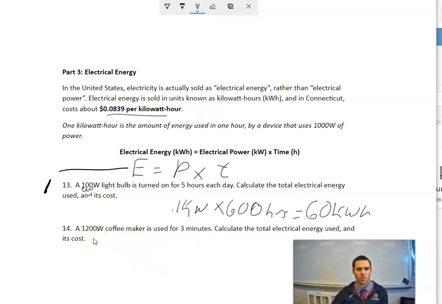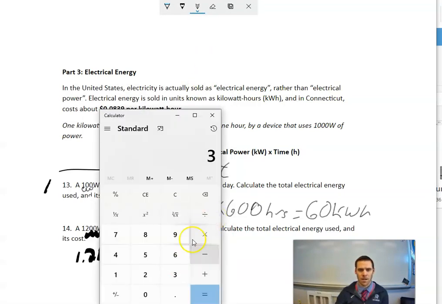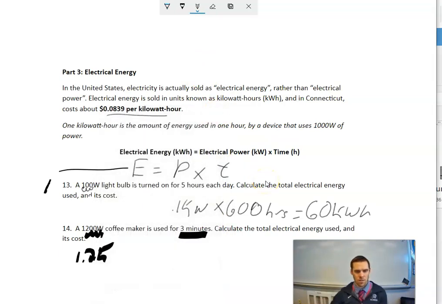The last example I'm going to go over for this video: if I'm using a coffee maker for 3 minutes, what is the total electrical energy used? Again, I'm in watts here. I want to make sure that I'm converting to kilowatts, and that's the equivalent of 1.25 kW. The challenging thing about this is I want to make sure that I convert from minutes to hours, so 3 divided by 60. If I were to pull up my calculator, it's 0.05 hours, so times 0.05, and that's going to get me kilowatt hours.